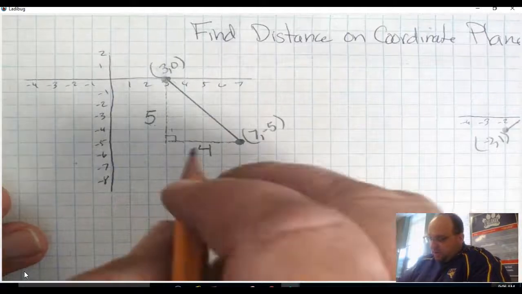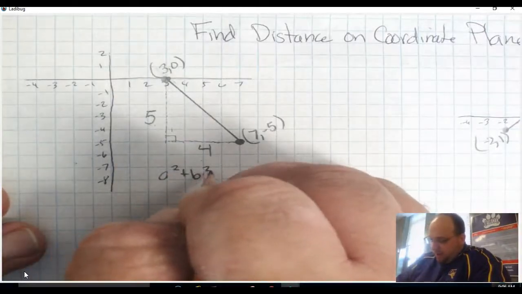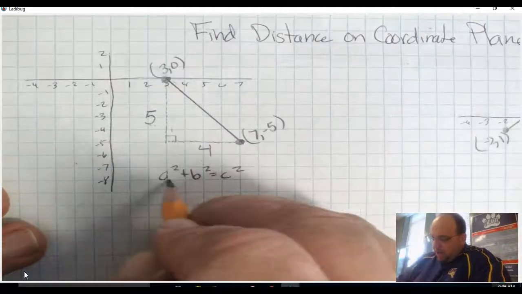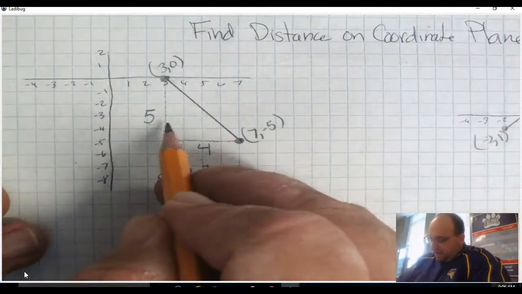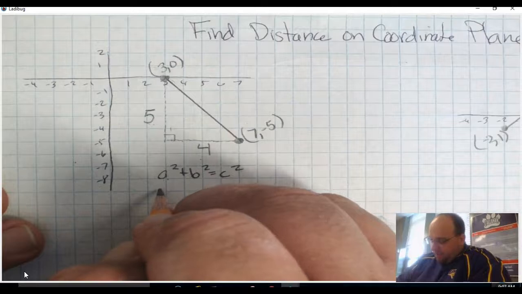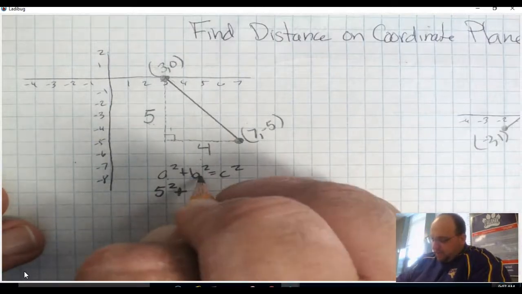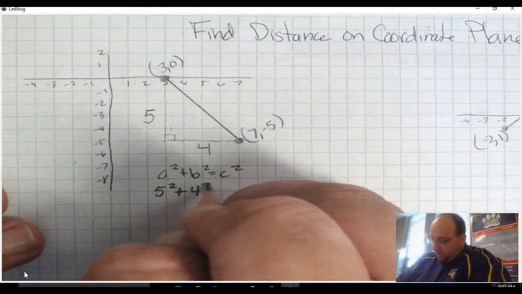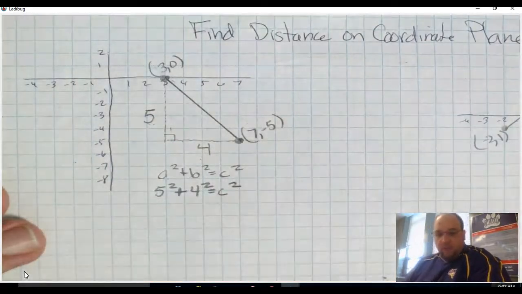So I use the Pythagorean theorem again: a squared plus b squared equals c squared. A and b are legs, c is the hypotenuse. For a squared, I'm going to put the first side, which is 5, so 5 squared, plus side 2, which is 4, so 4 squared, equals my hypotenuse, which is the side I'm trying to find, c squared.